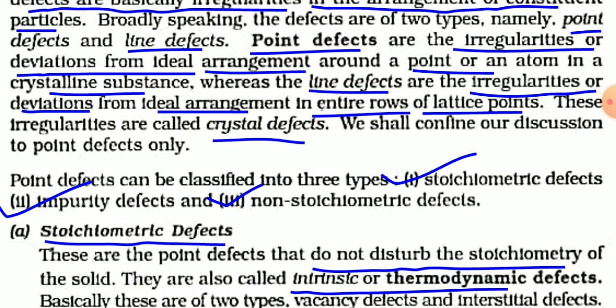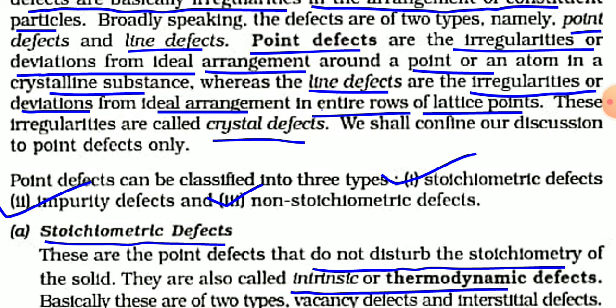or deviation from ideal arrangement around a point or an atom in a crystalline solid. Whereas line defects are the irregularities or deviation from the ideal arrangement in entire rows of lattice points, and this is line defect, and in your syllabus only point defect is given. Okay, and these irregularities are called crystal defects or imperfection.